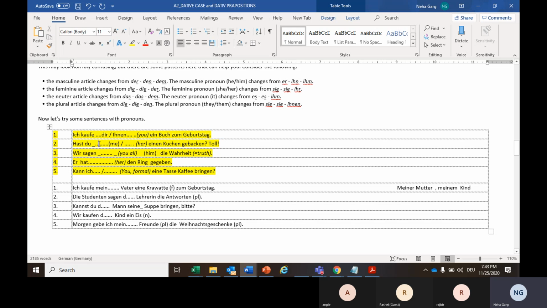Then next sentence, Rachel, your turn. Ma'am, the word zum is used for what? So this is basically a dative preposition which we will be learning. Zu plus dem, zum Geburtstag.